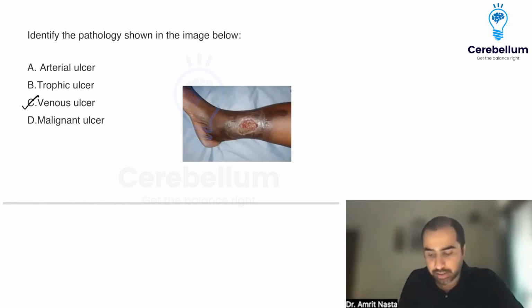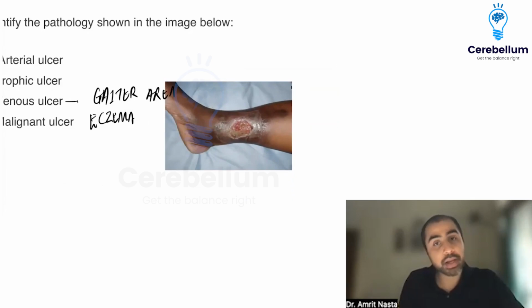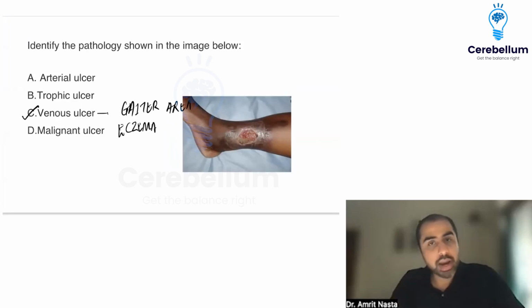Why is it a venous ulcer? Because it is located in this typical area, the gaiter area. Because it is located typically in the gaiter area. And you can see around the ulcer, there is eczema. The white patches that you see, the shining white area, all this that you see, the white, that is eczema. So eczema is all going to be venous ulcer.